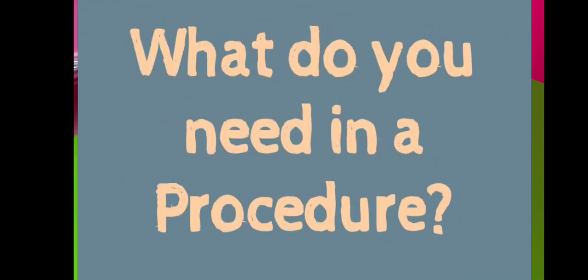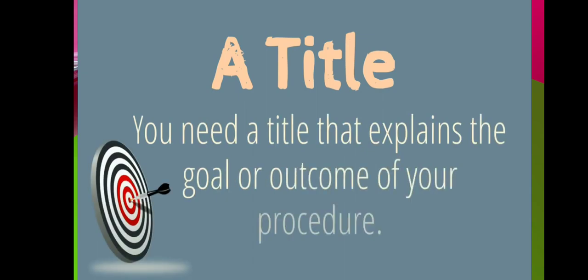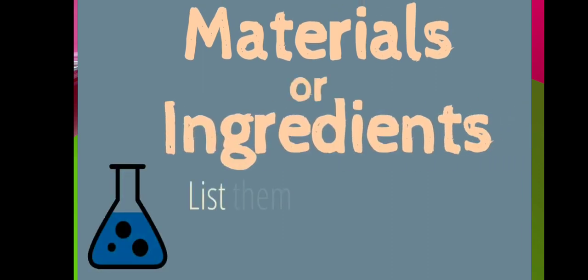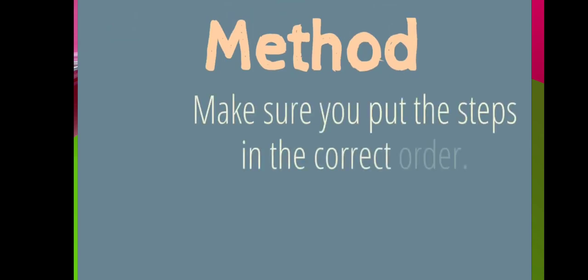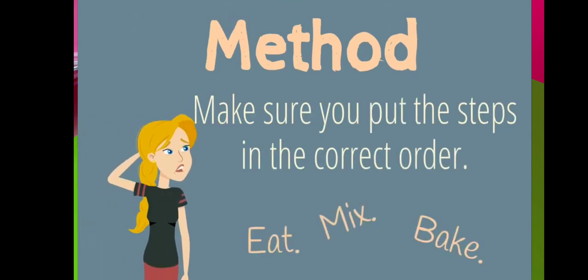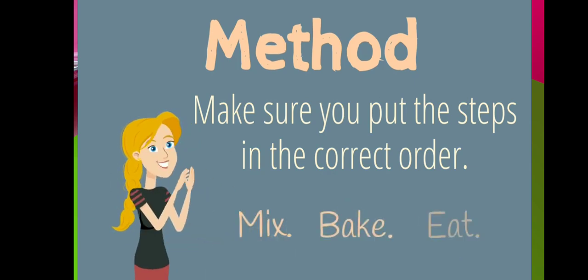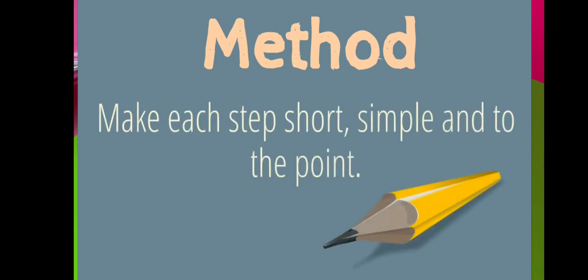What do you need to do in a procedure? How to write? There should be a title. You need a title that explains the goal or outcome of your procedure. Materials or ingredients. List them in the order they will be used in. You can either use numbers or bullet points. Method. Make sure you put the steps in the correct order. Then you have to use these imperatives: mix, break, and all.